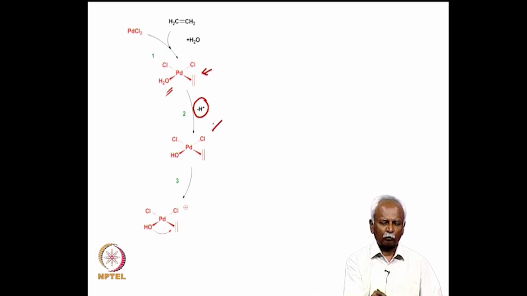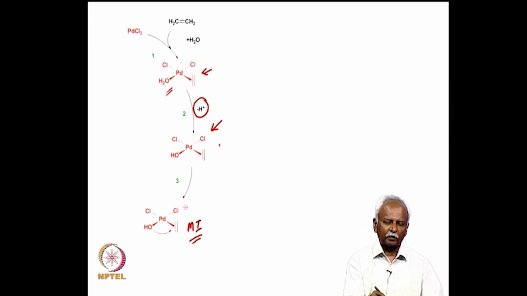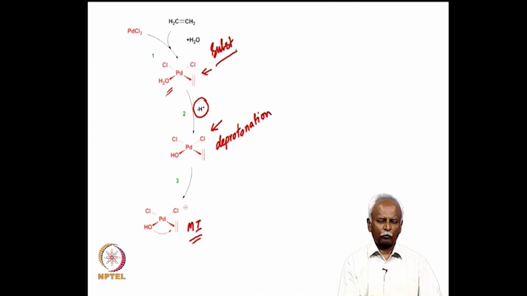You can generate a molecule which has got an OH group and an olefin coordinated to the palladium. If this molecule undergoes a migratory insertion, so notice here that in this reaction we have not carried out an oxidation state change, we have only carried out a deprotonation. We have carried out a substitution, a deprotonation and a migratory insertion in this reaction.